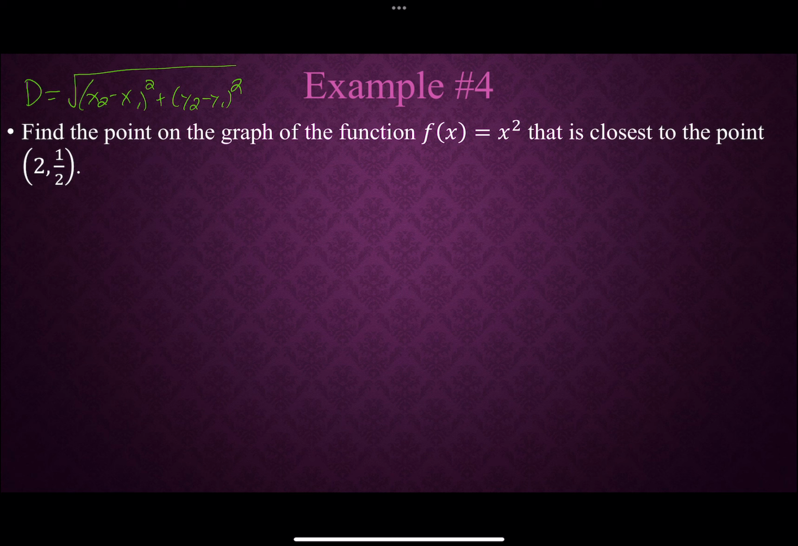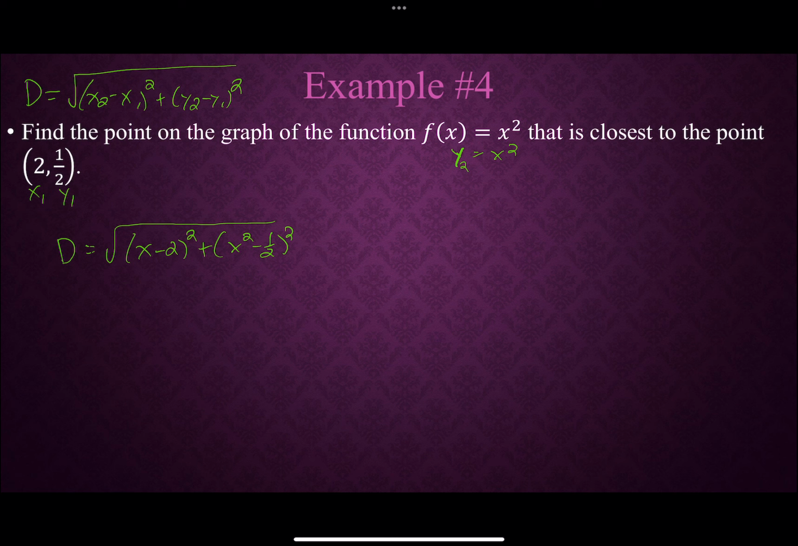So what we're going to do is fill in this (2, 1/2) for the x1, y1. And then this is really y equals x squared, so we're going to fill that in for the y2. And x2 is just simply the x. So our distance is going to be the square root of (x minus 2) squared plus (x squared minus 1/2) squared.